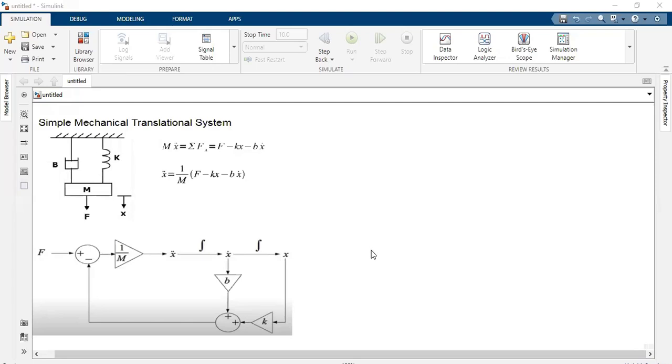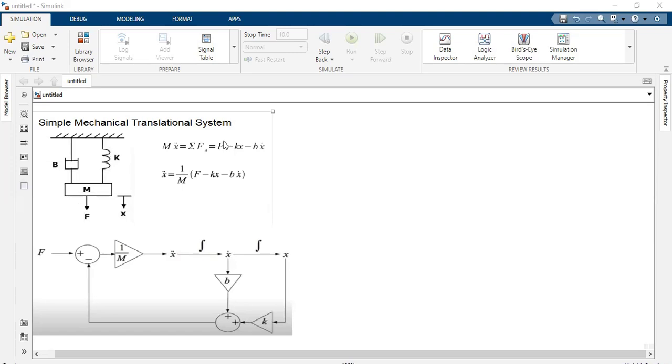Hello viewers, this video is about the simulation of a mechanical translational system using a differential equation. Let us consider this simple mechanical translational system, which consists of a force, a mass, a dashpot, and a spring. We can write the differential equation for this system by Newton's law.